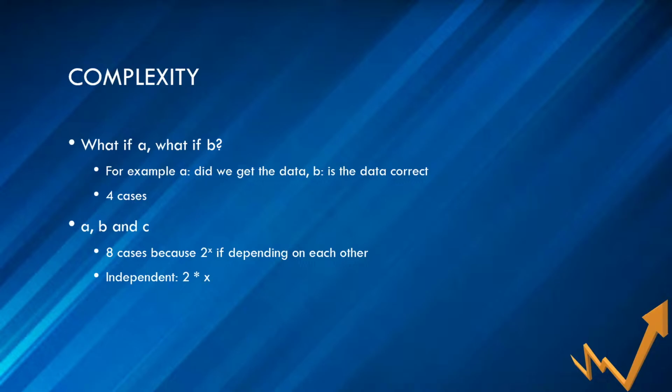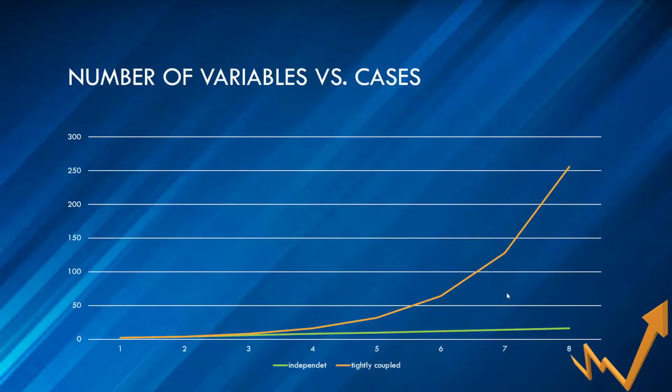With 2 or 3, it's not a big deal, but if we go up to 8 different variables, the number of cases that we should handle in the dependent case is just skyrocketing. It will be much more complex, and we won't be able to handle it normally. So this must be prevented.